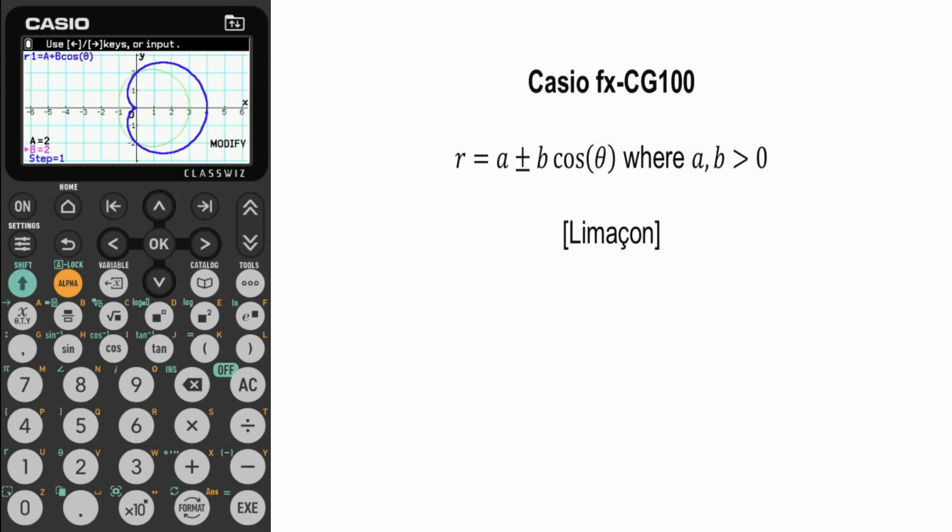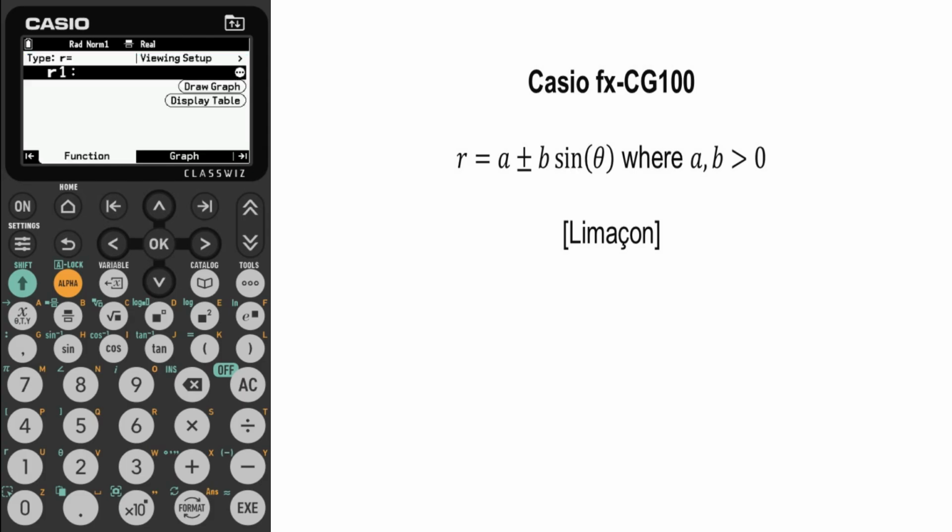What would happen if we had a being greater than b? For example, a being 3 and b being 2. Well, in this case, you can see we've got a dimple. What would happen if a is greater than or equal to 2b? For example, a is 2 and b is 1. Here we have something which is convex, and notice this bit is flat.